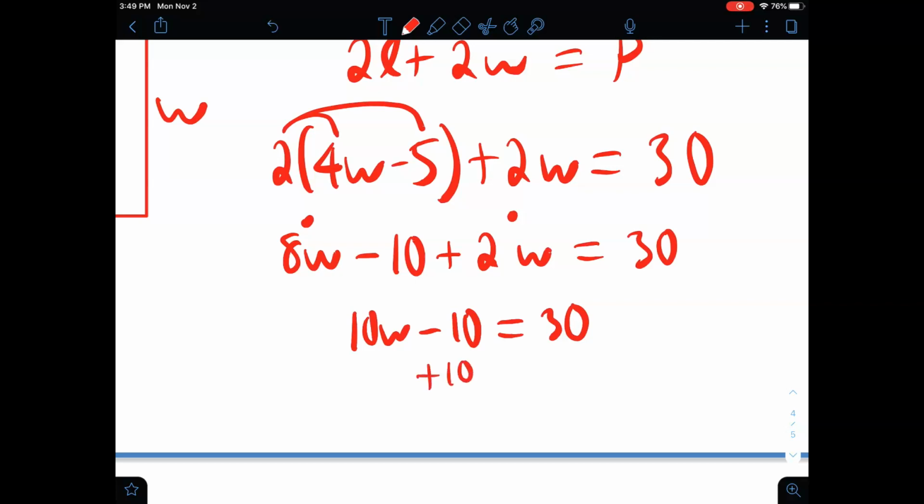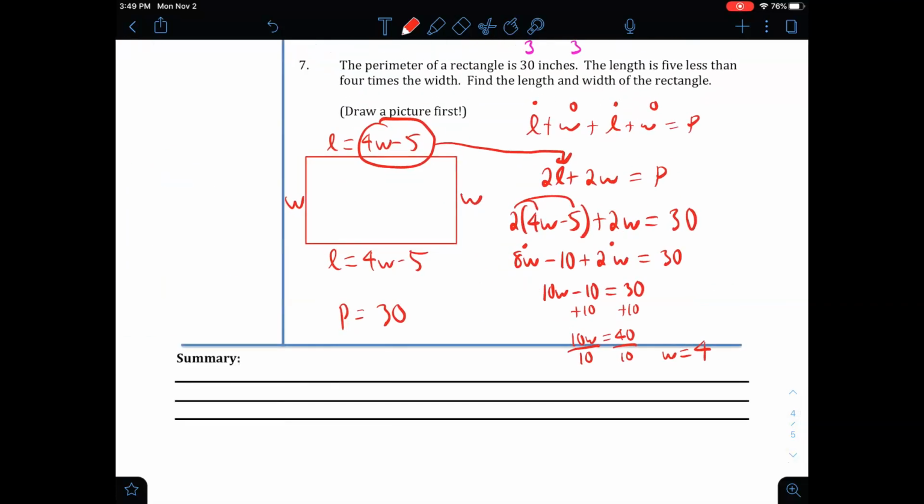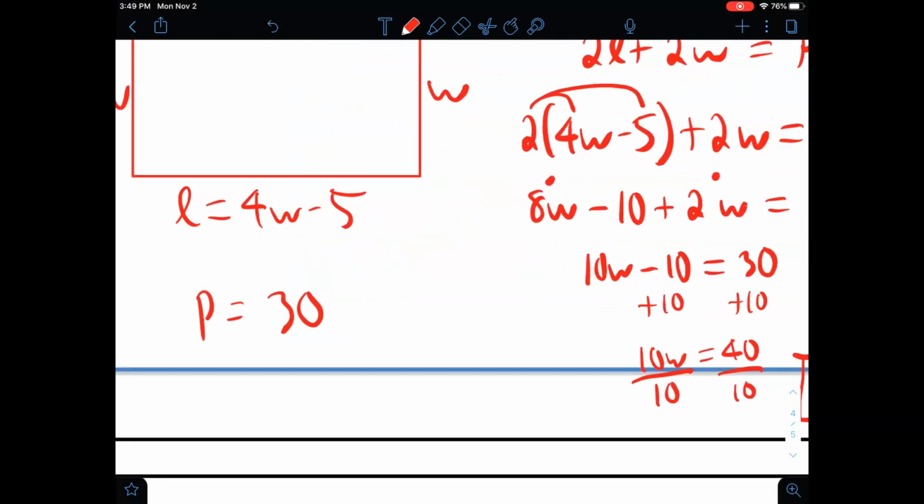Now we need to get the 10W by itself. How do we do that? We need to add 10. So 10W equals 40. Now what do we do? Divide by 10. W equals 4. Are we done? W equals 4 is one of the answers we need. We're trying to find the length and the width.